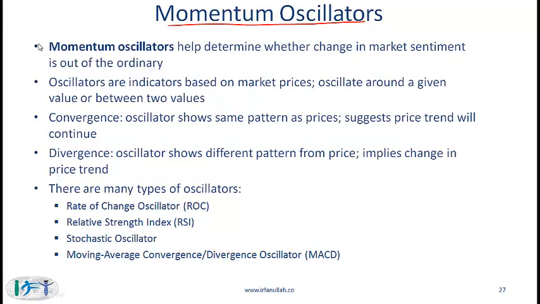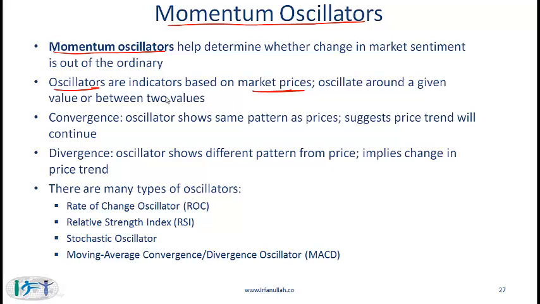I am going to actually simply read the slide because I have already listed the main points here. Momentum oscillators help determine whether the change in market sentiment is ordinary or out of the ordinary. Momentum oscillators are indicators based on market prices. They oscillate around a given value or between two values.